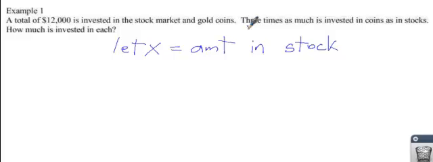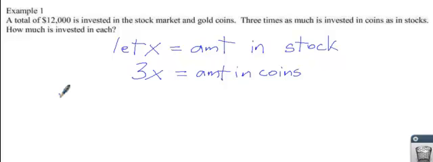So let's look at this relationship. It says 3 times as much is invested in coins as in stocks. So if I knew the amount in stocks, the amount in coins would be 3 times that. So if the amount of stocks is X, then 3 times that is the amount in coins. And we were now able to define both unknown quantities in terms of one variable. So what else do we know about these things?